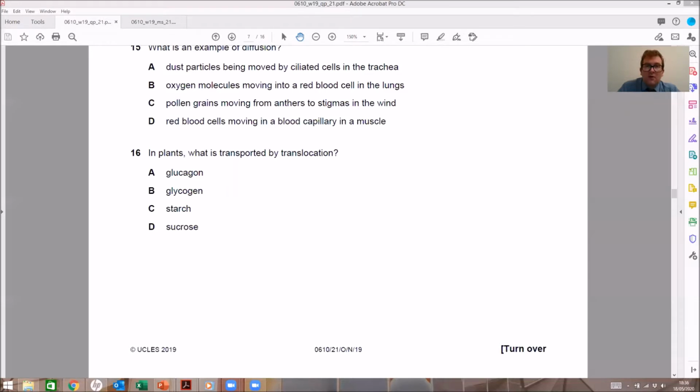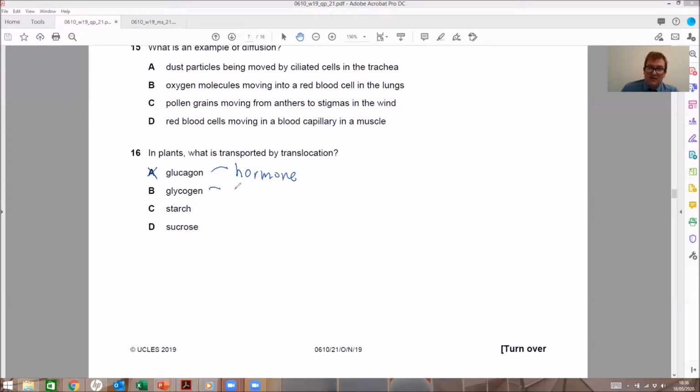Okay, so question 16. We here have from plants, what is transported by translocation? Okay, so if you remember that, let's look through the options here. You should automatically know this, but if you don't, let's go through the things here. So glucagon is a hormone that is secreted by the pancreas when there is too low blood glucose in the body as part of homeostasis, and it's in animals. So glucagon is not the correct answer.